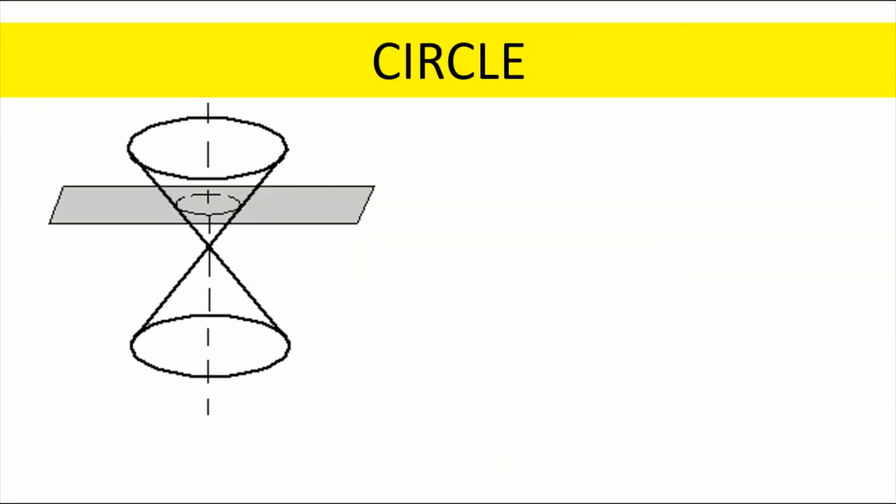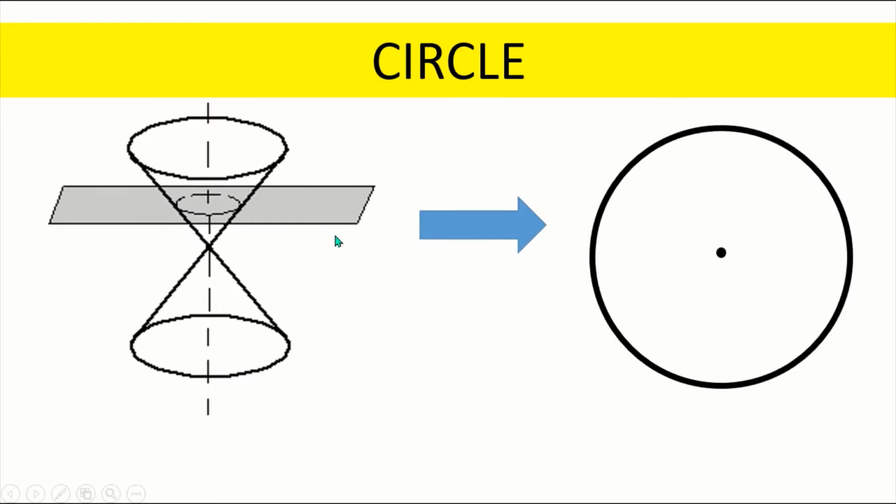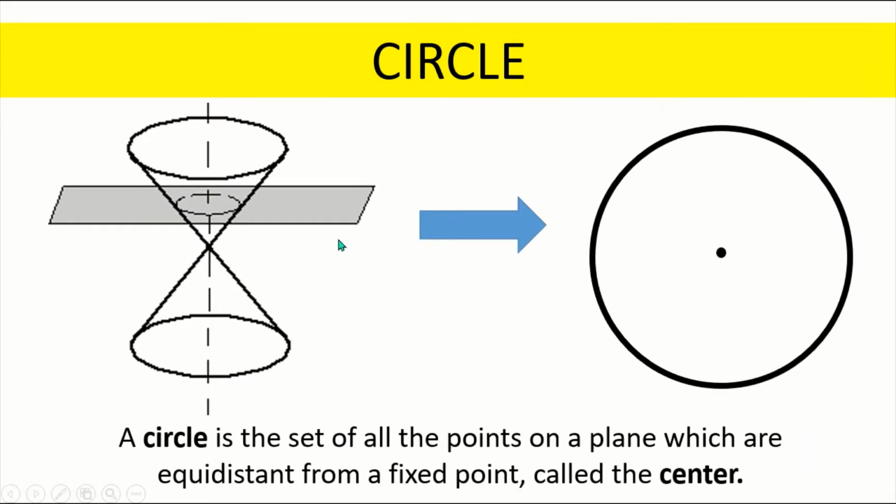So, when we say circle, we have a two-napped cone, and if we take a horizontal slice, we can form a circle. A circle is a set of all points on a plane which are equidistant from a fixed point called the center. In here, this point is what we call the center.